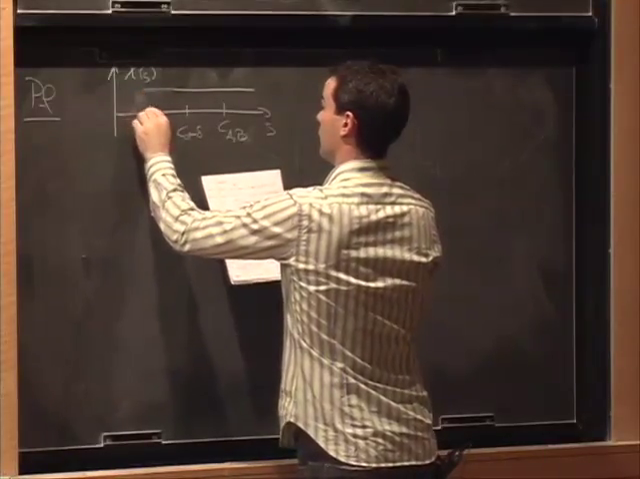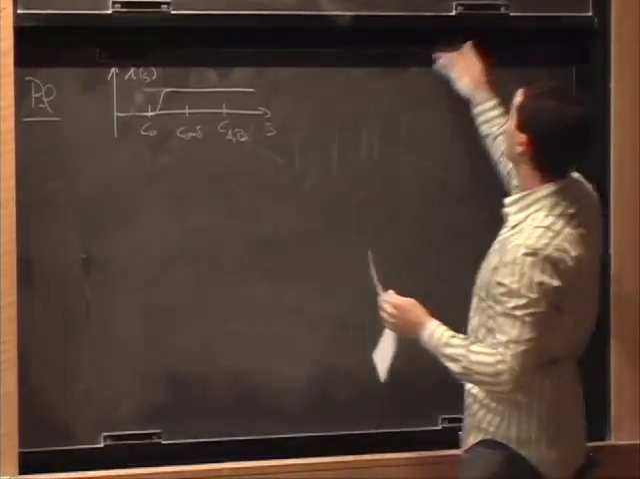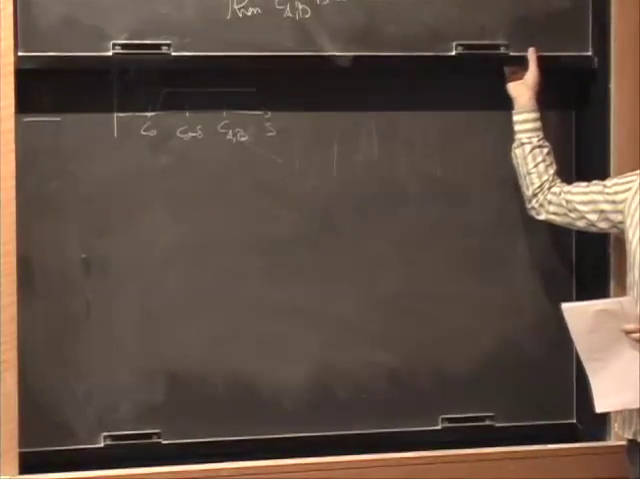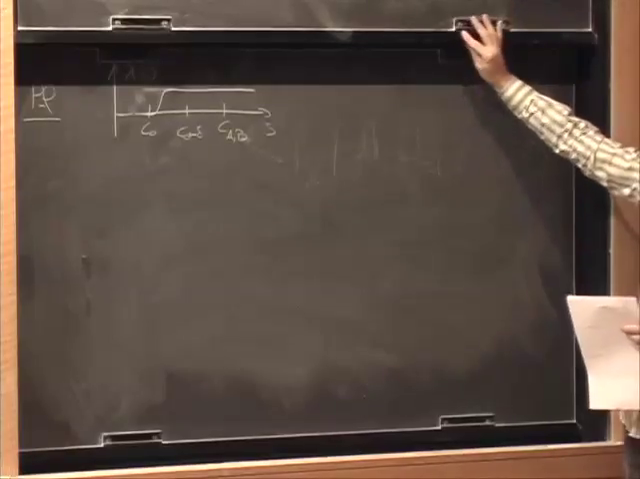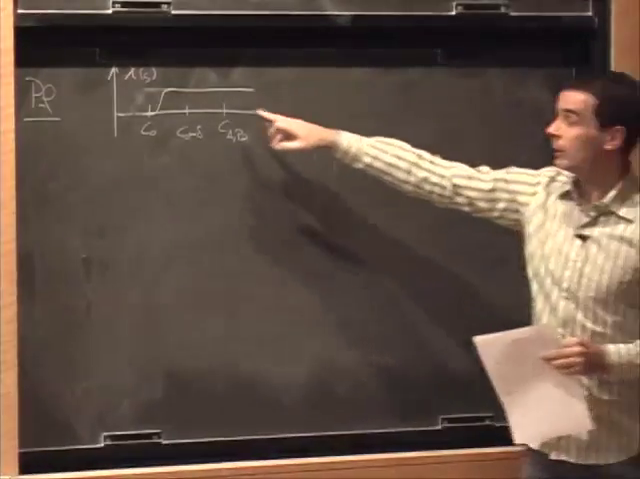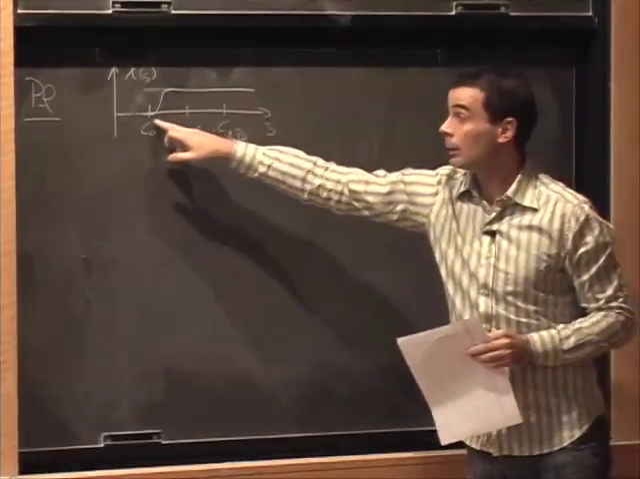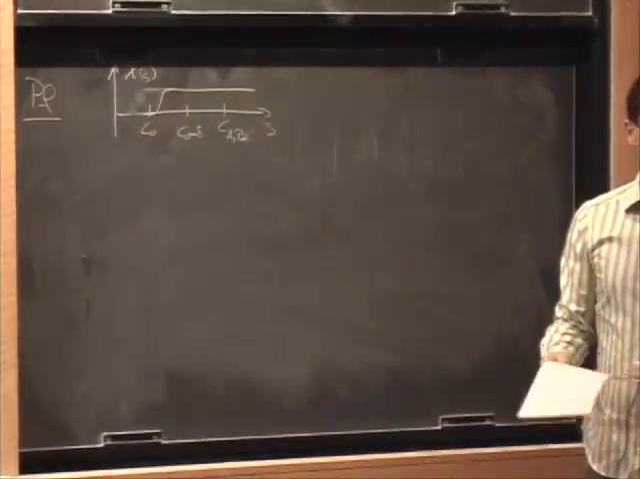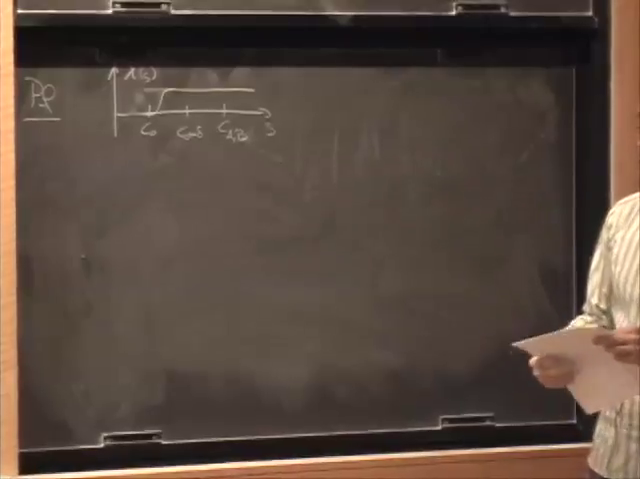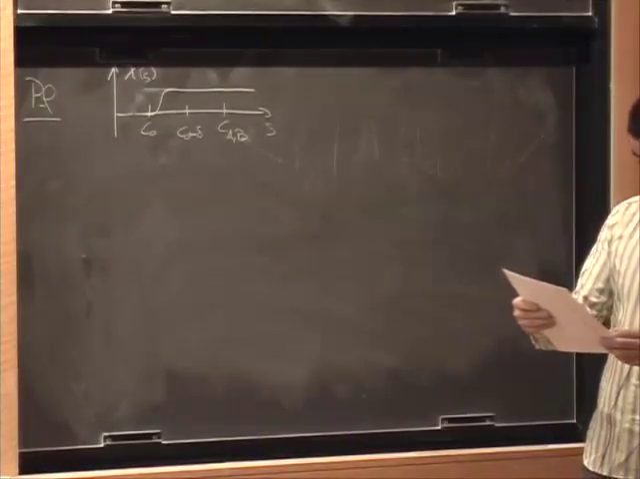I want to put it here. C naught, of course, depends on H, right? HB. Okay. So I define a cutoff function in this way. So 0 for s less than C naught, and 1 for s greater or equal than C naught plus delta.